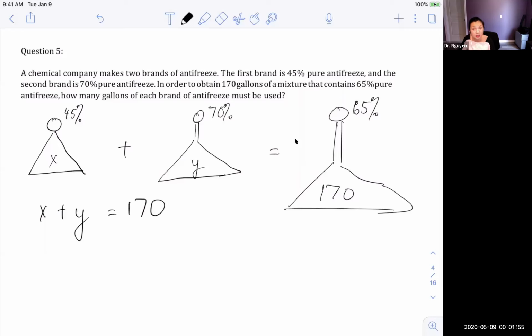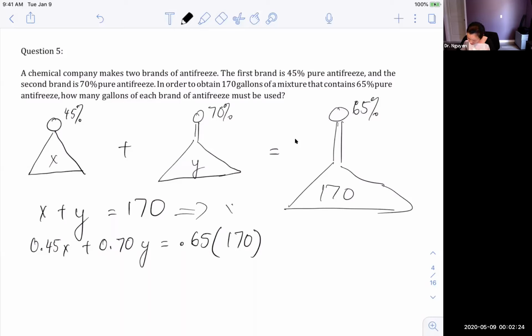Now for the second one, you see the percent. So in order to figure out the volumes, I have to multiply by the percent. So we have 0.45x plus 0.70y equals 0.65 times 170. And once again, you can solve for the first equation and use substitution. So once again, I'm going to use x equals 170 minus y. All right, and then we plug it in.